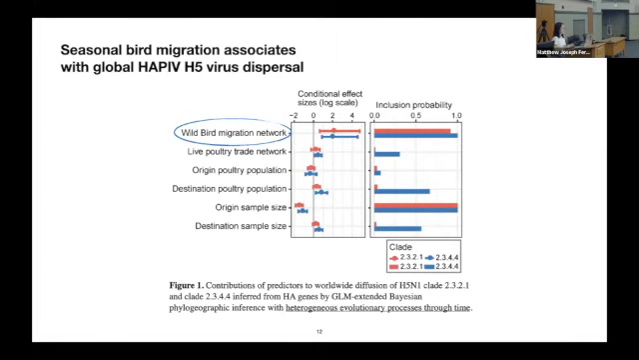You can see the effect size is around 2. The mean effect size is around 2 at the log scale, and it has 100% inclusion probability, in blue, which is clade 2.3.4.4. Although the other clade, 2.3.2.1, is not the focus of today's talk, it also shows a similar pattern. And you can see in comparison, the live poultry trade network has a much smaller effect size as well as a smaller inclusion probability, lower than 50%.